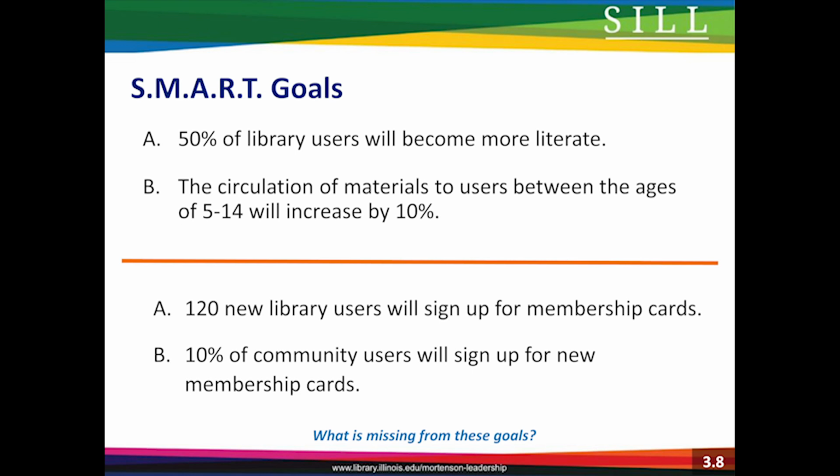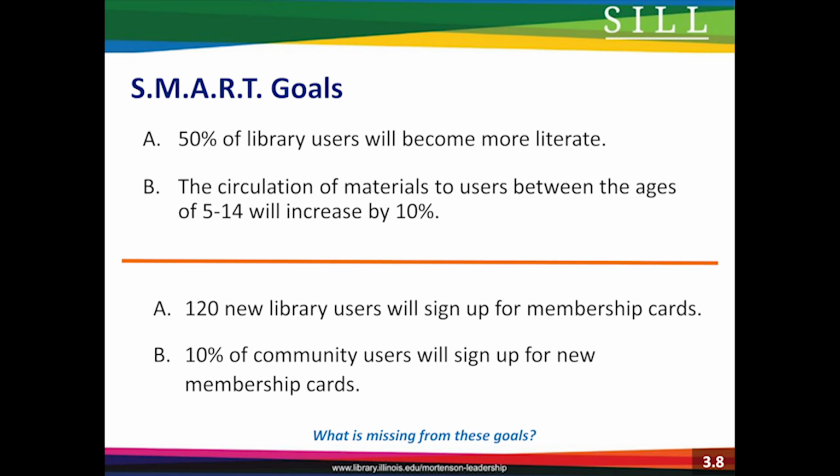In this particular set of goals, we want to look at which goal is the easiest to measure. We've got two examples. So let's look at number one example, A and B. A says 50% of the library users will become more literate. B says the circulation of materials to users between the ages of 5 to 14 will increase by 10%. Which is the strongest goal? The answer to this one is that it's B, because it's easier to measure.